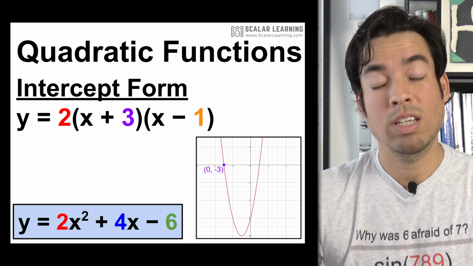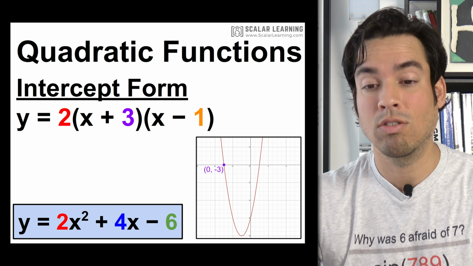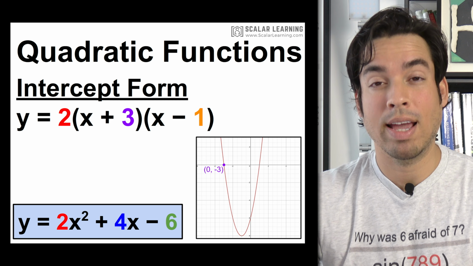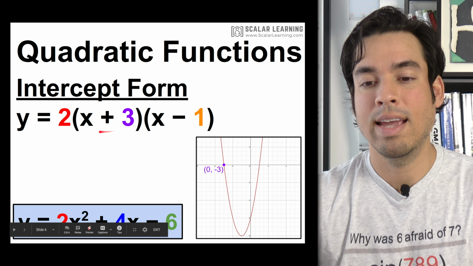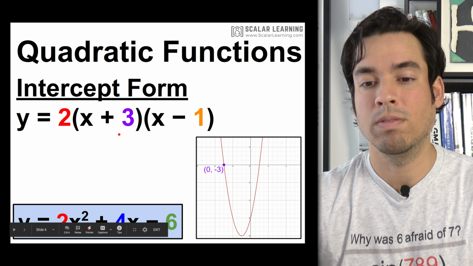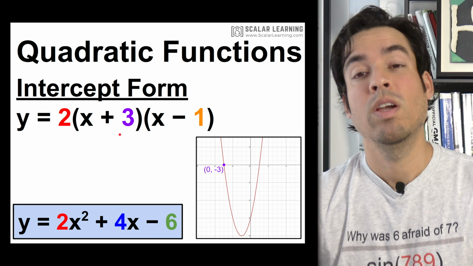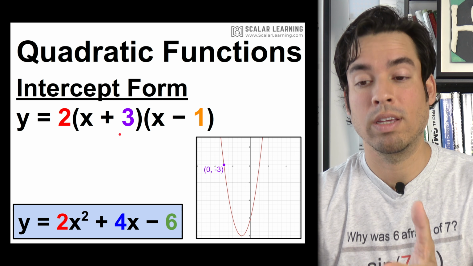remember, the x-intercepts are where the function value is 0, meaning we're trying to find a value of x that zeroes out the whole function. So if I plug in a negative 3 into this binomial, it's going to be negative 3 plus 3, which is 0, and it's going to zero out the whole thing.